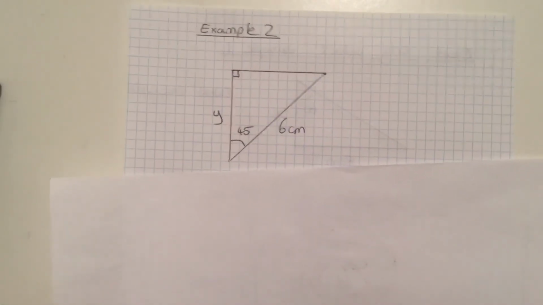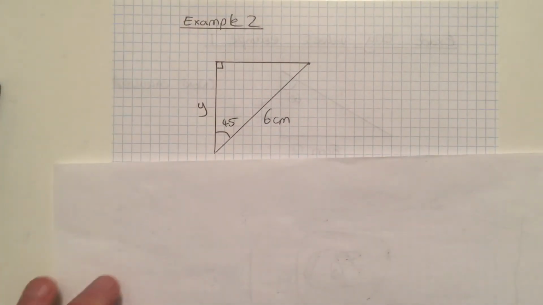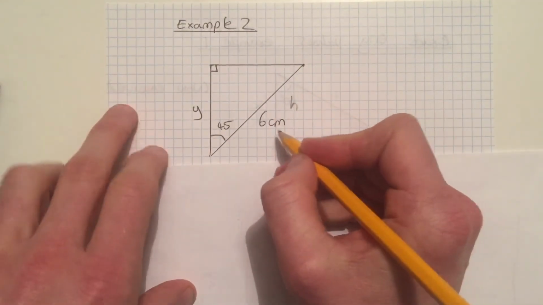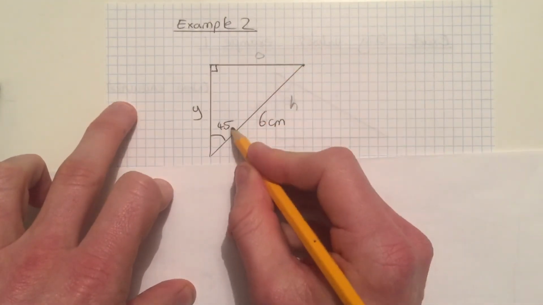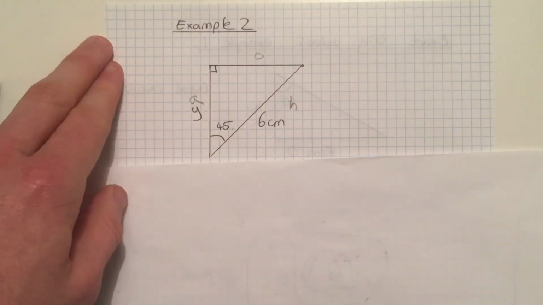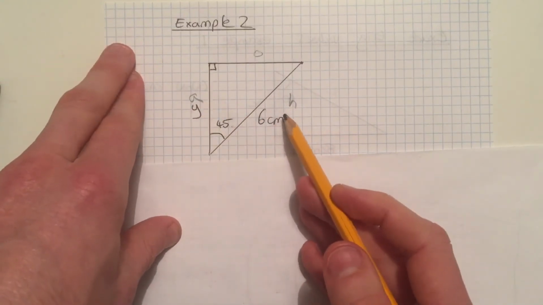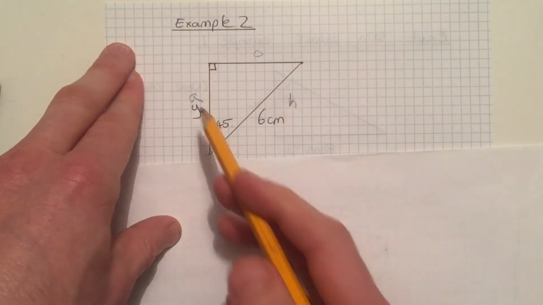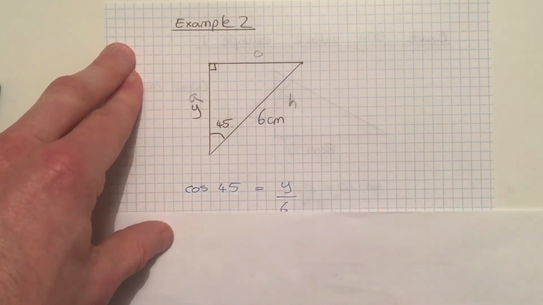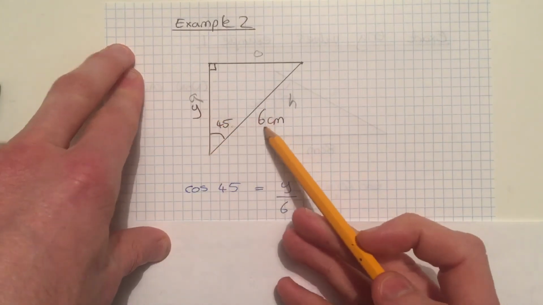Second example. Going to start off exactly the same way, labelling this up. I know that this is the hypotenuse here, this would be the opposite to that angle there, and this is the adjacent. So I want to know the adjacent, and I know the hypotenuse. So A and H, I'm thinking about cos. So cos 45 is equal to the adjacent divided by the hypotenuse.